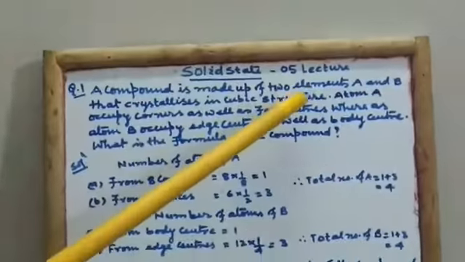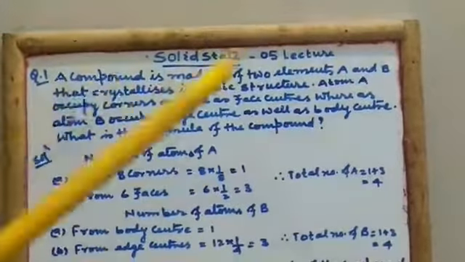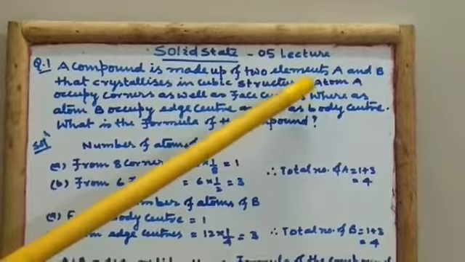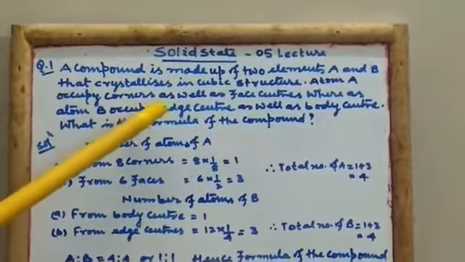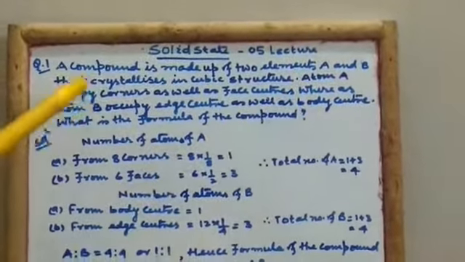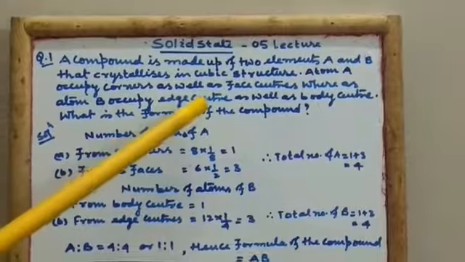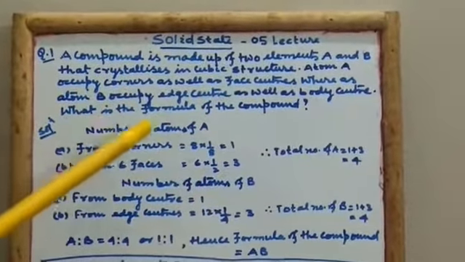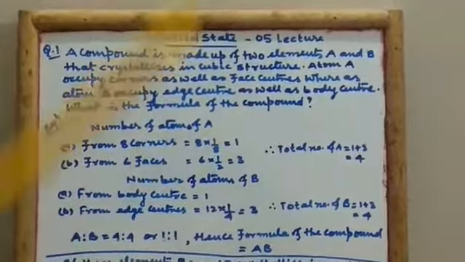Now question number 1: a compound is made of 2 elements A and B that crystallizes in a cubic structure. Atom A occupies corners as well as face centers, whereas atom B occupies edge centers as well as the body center. Then what is the formula of the compound?